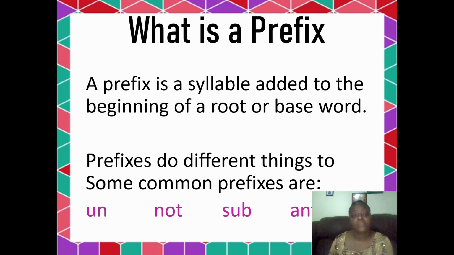So what is a prefix? A prefix is a syllable added to the beginning of a root or a base word. The root words are also referred to as base words. Prefixes do different things to words. They bring their meanings. Each unit of sound that's a prefix comes with its own meaning. It brings its meaning to the root word. The root word actually keeps its meaning, and as such, it expands meaning.